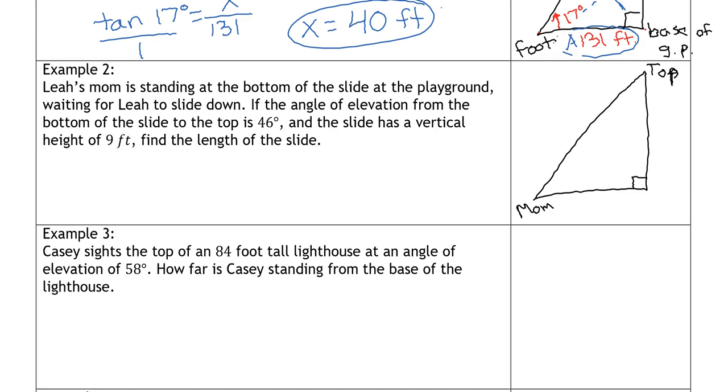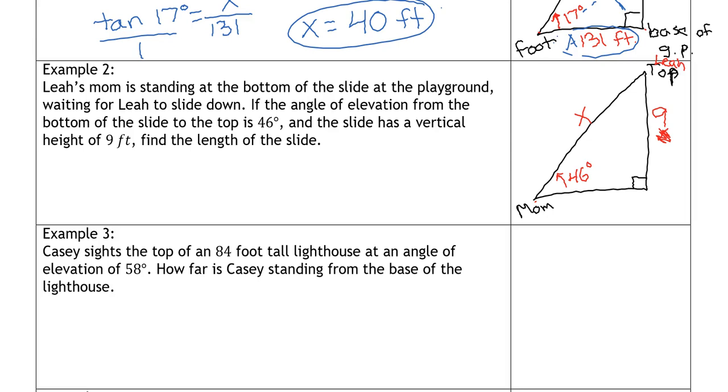So if the angle of elevation from the bottom of the slide to the top, so my angle of elevation is 46 degrees. So yeah, that's going up like that. And the slide has a vertical height of 9 feet. And I don't know why I put X there. 9. Find the length of the slide. Well, if I'm sliding down, which the top of the slide, where Leah is up here, she slides down to Mom, right? It's that diagonal distance, X, for this slide.